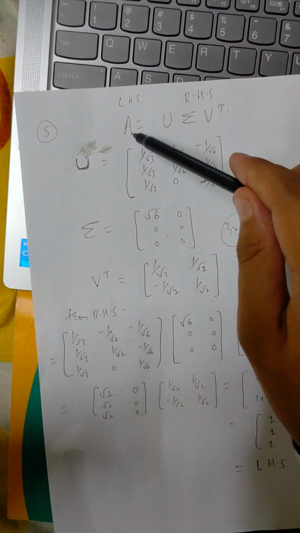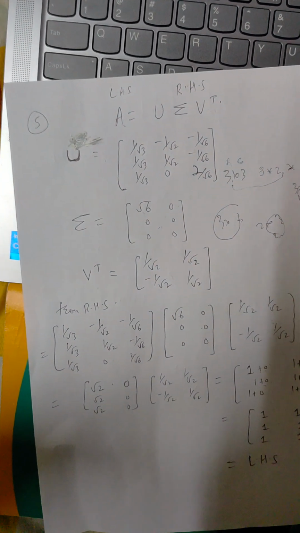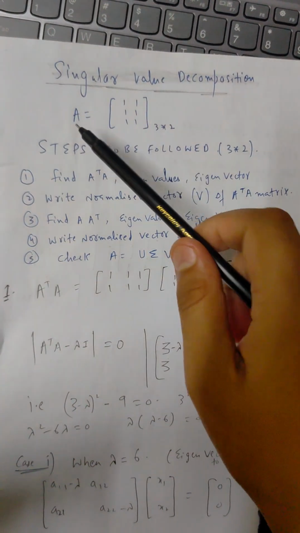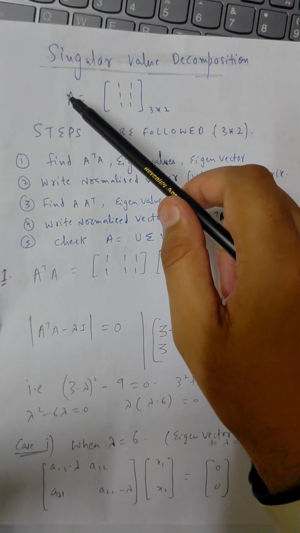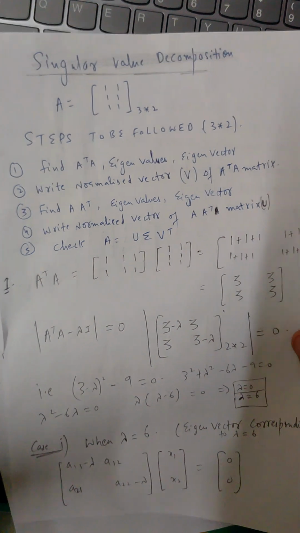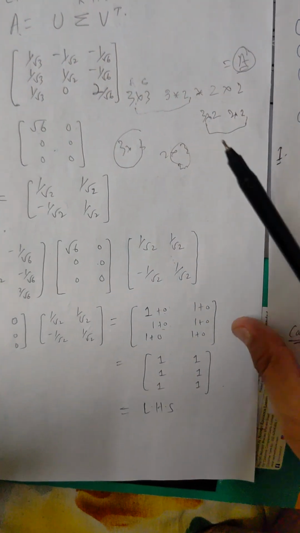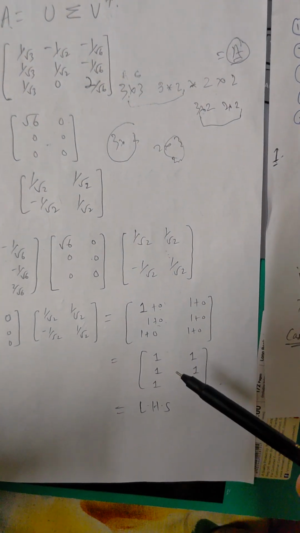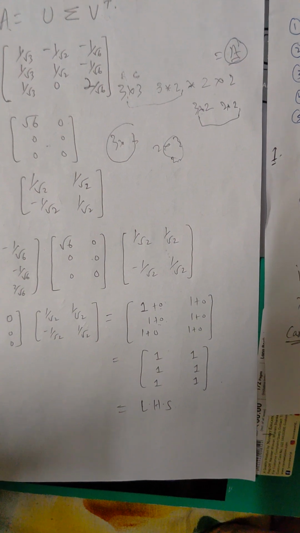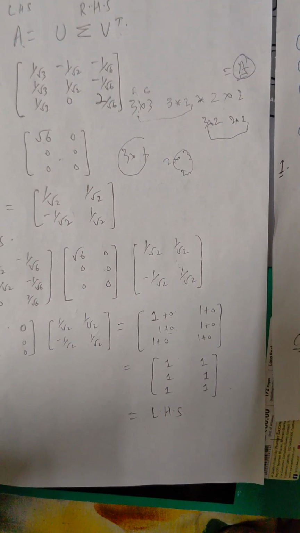The left-hand side is our A. So if you check, as you can see here, our given matrix A is 1 1 1 and so on, and the solution that we have got at the later stage is 1 1 1 and 1. So our problem is solved.